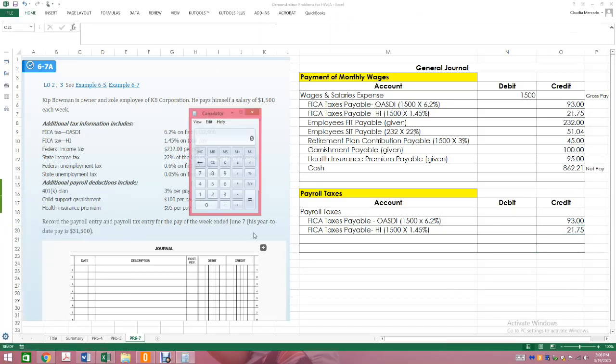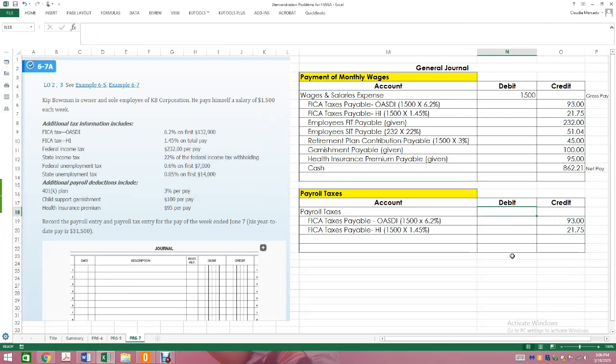So we get our calculator. It's $93 plus $21.75. That's $114.75. That's my payroll tax expense. So basically, this is how much it cost me to have this employee. I'm having to pay these 2 taxes for this employee.